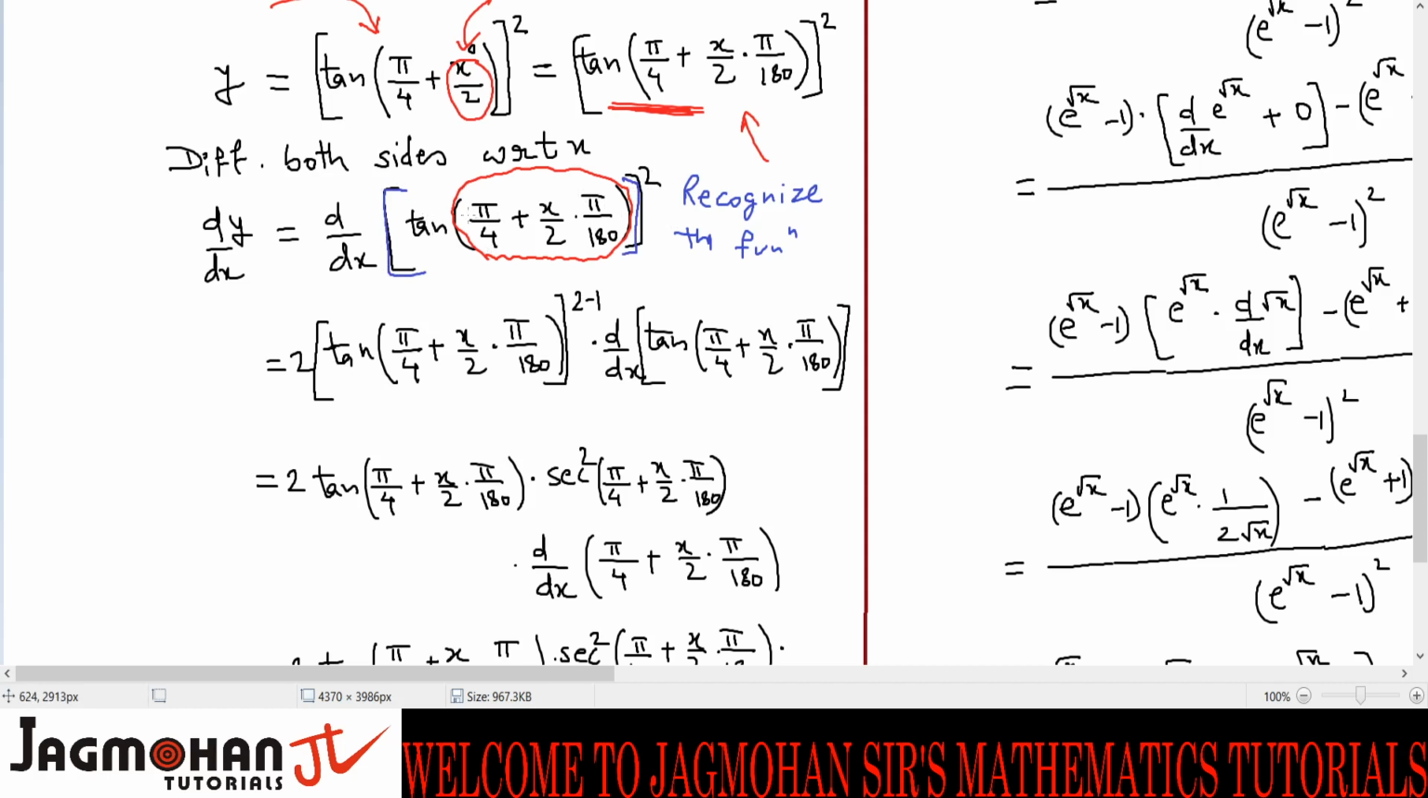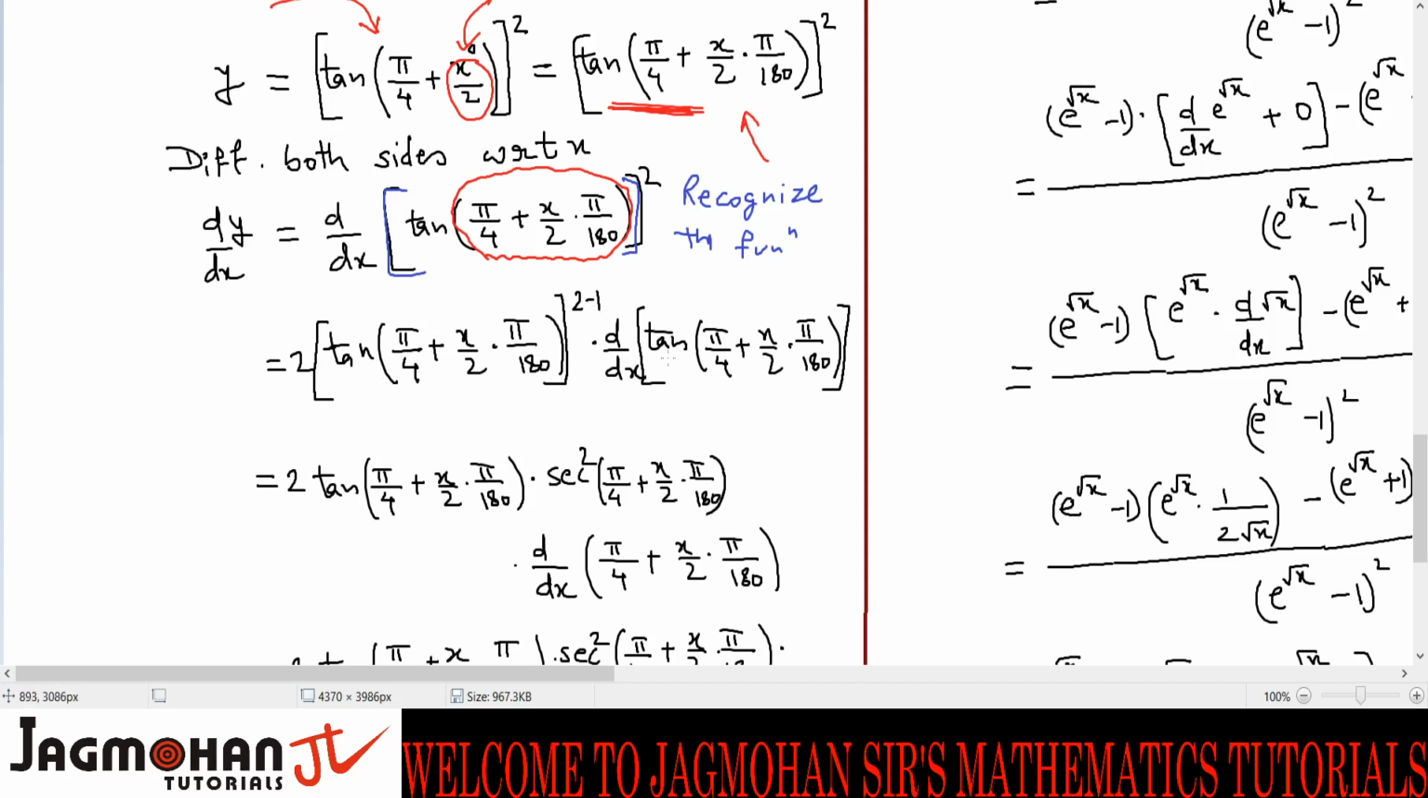Don't say tan function. Tan is there, but that will come into play later. Right now it is the outer function. The main function is variable raised to constant. So this is d by dx of f of x raised to 2. So 2 f of x d by dx of f of x. 2 tan of the angle, 2 tan of (pi/4 + x/2 into pi/180) raised to 2 minus 1 into d by dx of f of x. What is f of x?